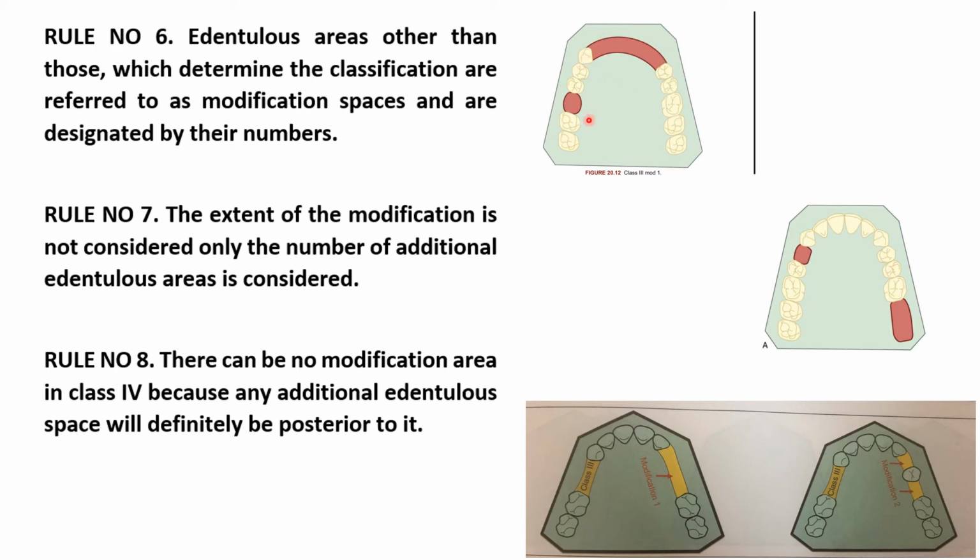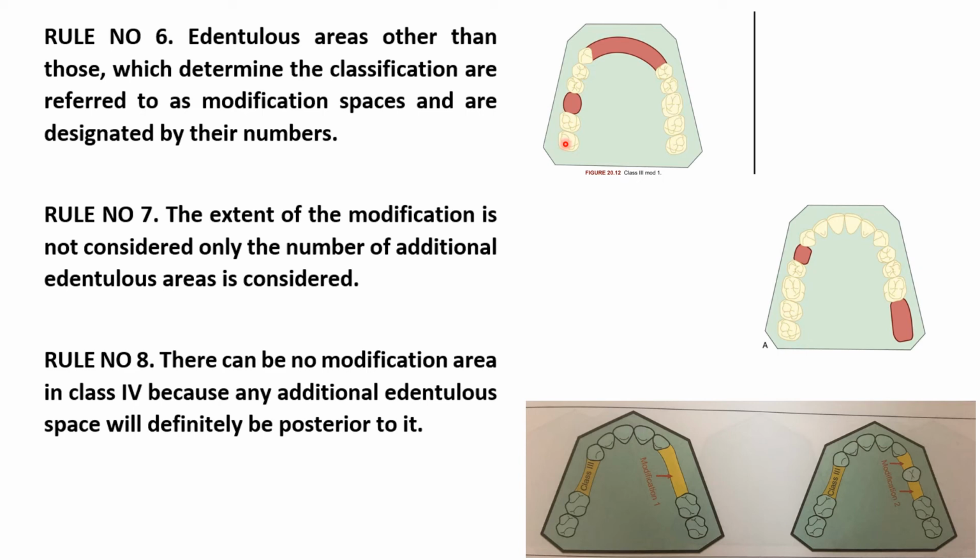For example, if this is class 3 and over here there is an edentulous area, and over here there is also an edentulous area, you'll designate it as class 3 modification 2. Okay. So rule number 7 is the extent of the modification is not considered. Only the number of additional edentulous areas is considered.